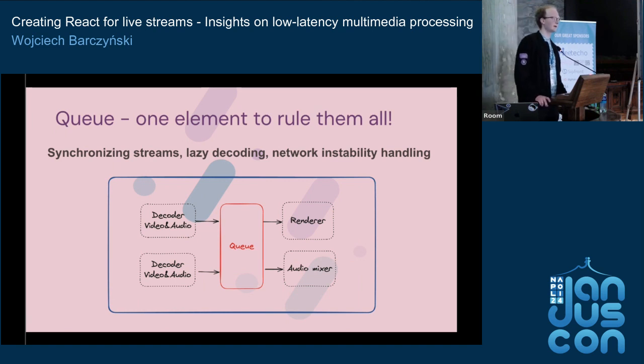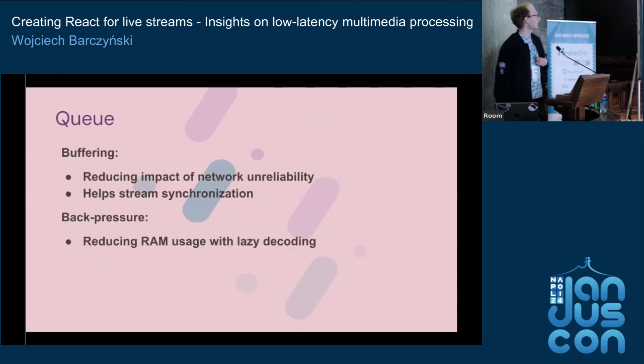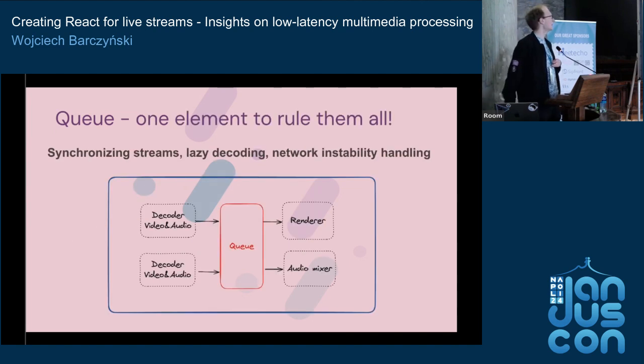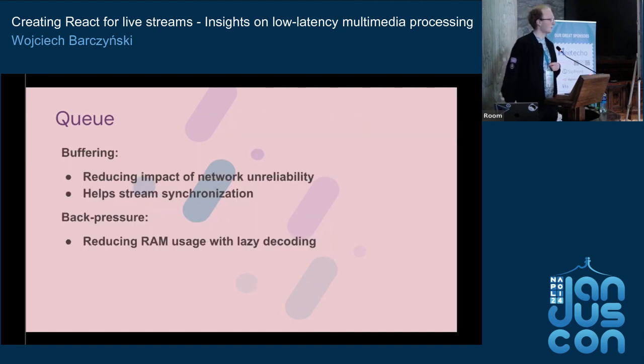So we've decoded our video, but before rendering and mixing the audio, we have to somehow synchronize streams, and deal with things like some streams dropping, some streams giving us a lot of frames at once, and so on. And in our case, the queue does that. It basically has to deal with network instability and with problems like overflowing RAM by eagerly decoding all frames at once. So what did we do?